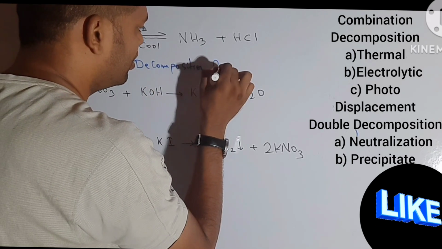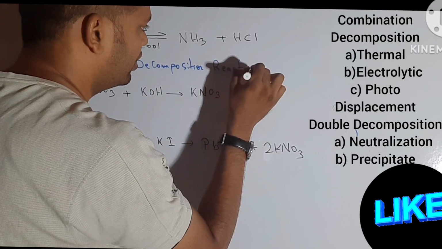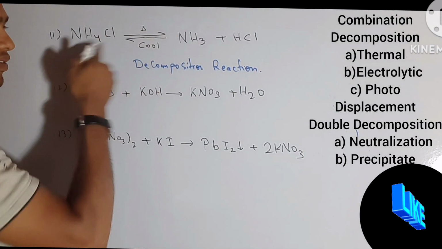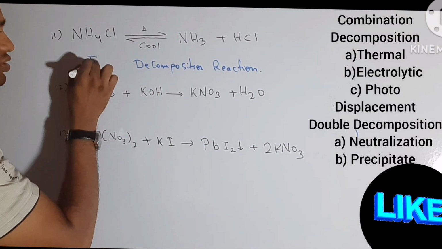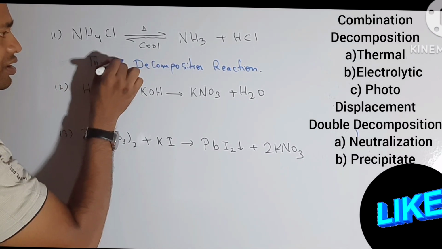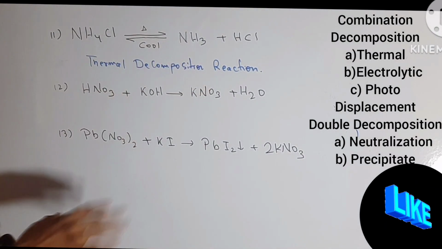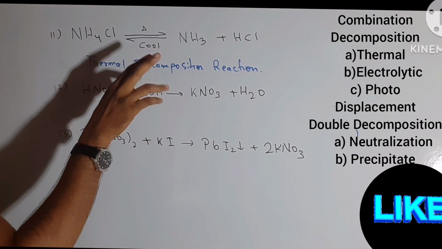Now in that, sir, heat is there. The symbol is the heat symbol. It's a reversible reaction, so we can say thermal decomposition. As I explained to you, this is reversible. Cool means we will get back this one. Thermal decomposition, very good. Now the decomposition is done.